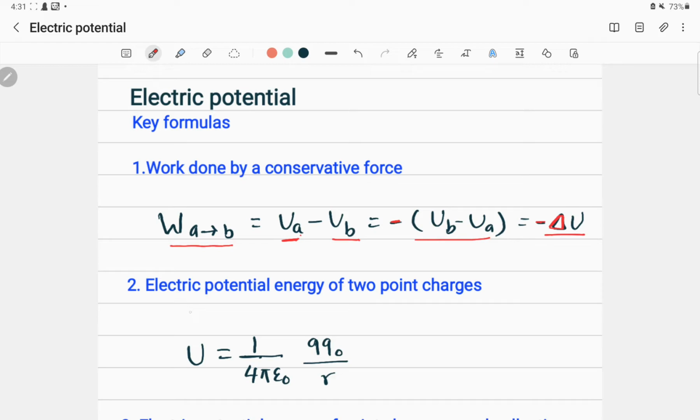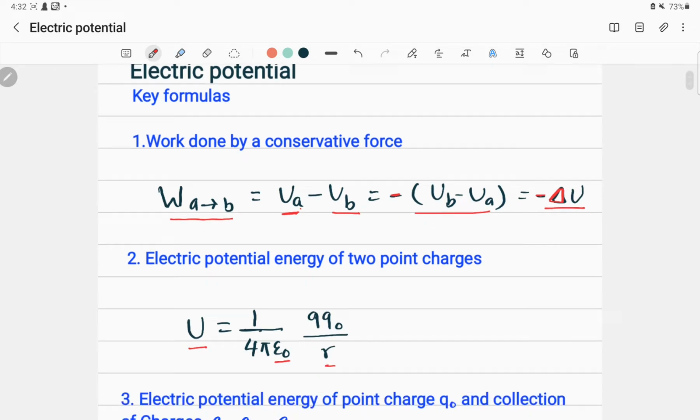The second equation is the electric potential energy of two point charges, which is denoted by U and given by 1 by 4 pi epsilon naught. This epsilon naught is the electric constant, and Q1 and Q2 are the values of the two charges, where r is the distance between the two charges.